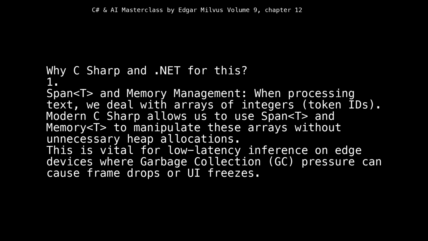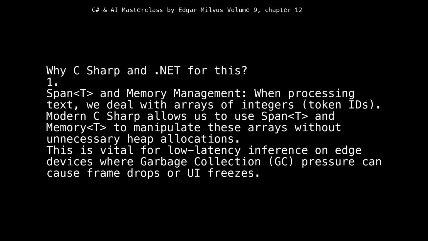Why C# and .NET for this? 1. Span<T> and memory management. When processing text, we deal with arrays of integers, token IDs. Modern C# allows us to use Span<T> and Memory<T> to manipulate these arrays without unnecessary heap allocations. This is vital for low-latency inference on edge devices where garbage collection (GC) pressure can cause frame drops or UI freezes.